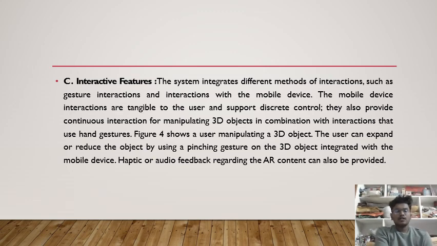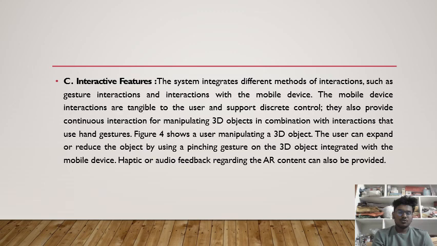So let us discuss what these interactive features are. The system integrates different methods of interaction, such as gesture interactions with the mobile device. The mobile device interactions are tangible to the user and support discrete control. They also provide continuous interaction for manipulating 3D objects in combination with the interactions that use hand gestures.